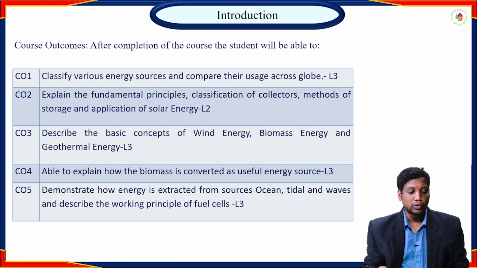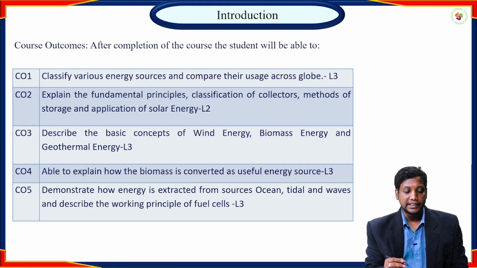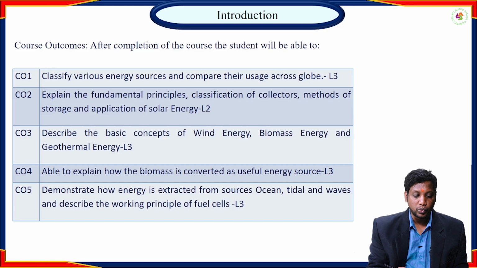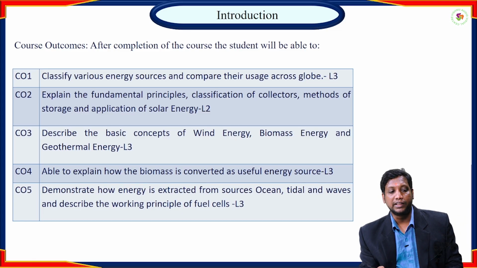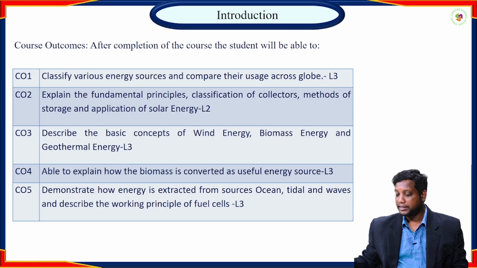And these are the course outcomes. Outcome 1 is classify various energy resources and compare the usage across the globe. Explain the fundamental principles, classification of collectors and methods of storage and applications of solar energy. And CO3 is describe the basic concepts of wind energy, biomass energy and geothermal energy. And course outcome 4 is explain how biomass is converted to useful energy and sources. And course outcome 5 is demonstrate how energy is extracted from the sources: ocean, tidal and waves, and describe the working phenomena of fuel cell. These are the course outcomes. This is about the introduction.